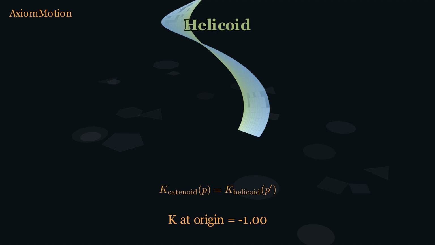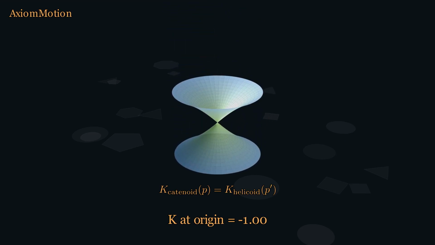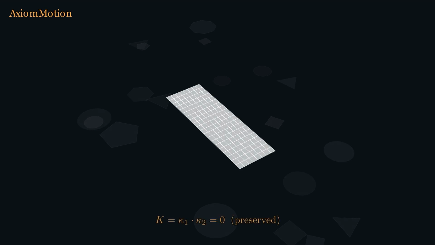They look nothing alike, yet every surface in this family is isometric to every other. Distances are perfectly preserved at every instant of the deformation. And because distances are preserved, Theorema Egregium guarantees that K at corresponding points is identical. The curvature does not budge. You have been using Theorema Egregium your whole life without knowing it. A flat pizza slice has Gaussian curvature 0.